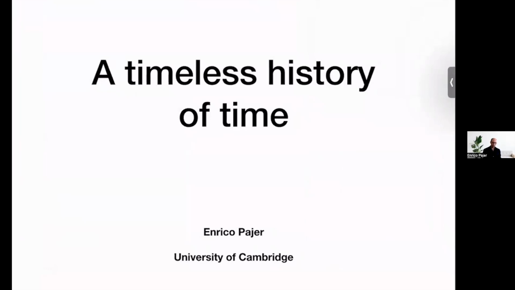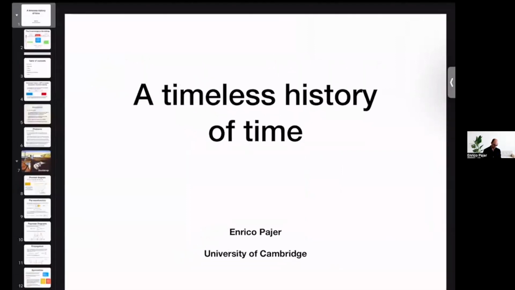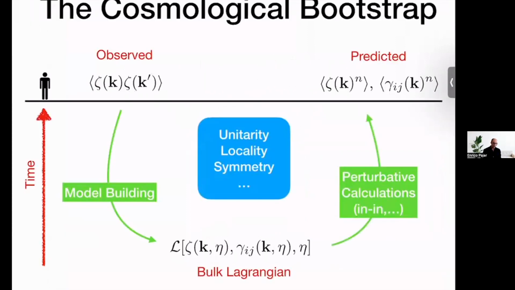The idea is to discuss a new approach that we have to make predictions about what happened in the first fraction of a second of the Big Bang. And hopefully it will become clear what this approach is. Okay, so this is the standard way that we think about computing things about the very early universe.